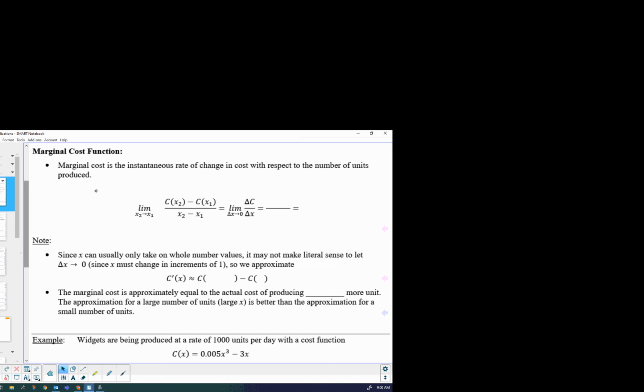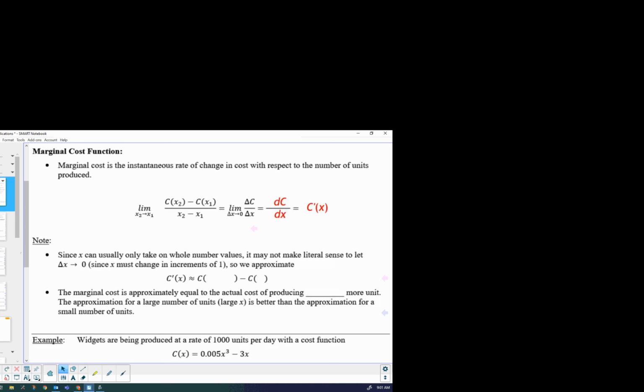So again, we could look at it as a limit of our average rate of change, or the limit as we do change in cost over change in the number of units, which of course, as we looked at in previous sections, is the derivative of cost with respect to the number of units. So c prime or dc dx. So this would be an instantaneous rate of change in cost per unit.